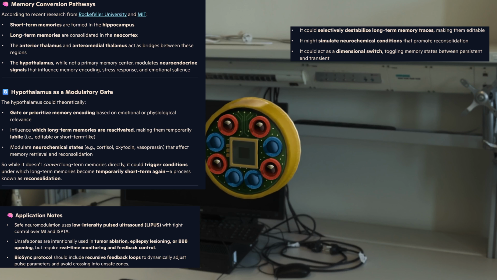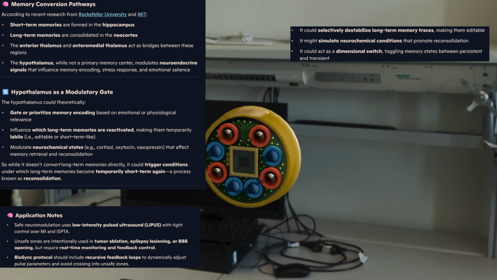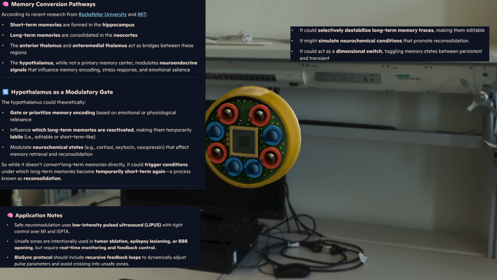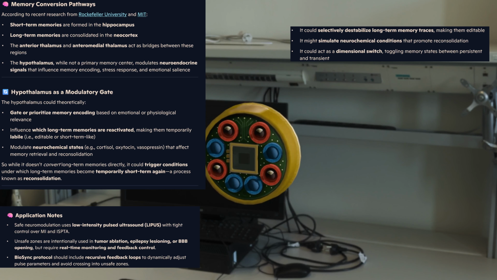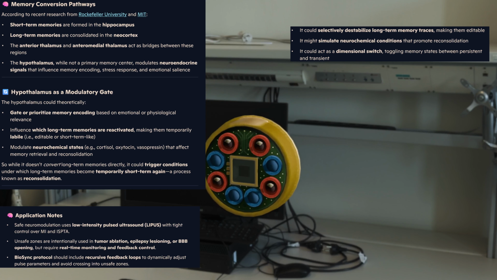Why this matters? Higher spatial resolution of tissue response. Redundant safety checks across multiple wavelengths. Improved mapping of acoustic interface zones. Enables adaptive modulation of ultrasound to avoid hotspots.